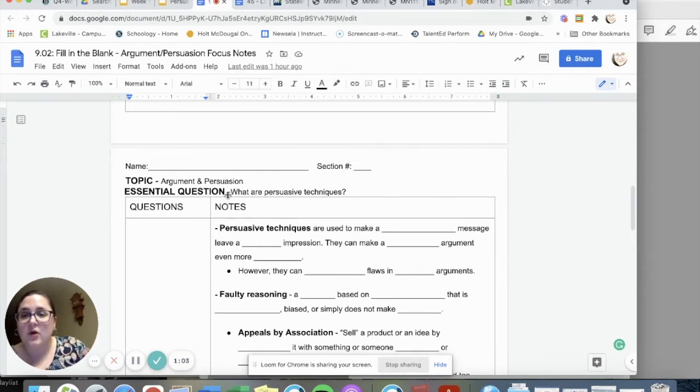And then the second one, which we're going to be covering both within this presentation. So I'll let you know when we're getting to the persuasive techniques. So once we get there, this is what are persuasive techniques.